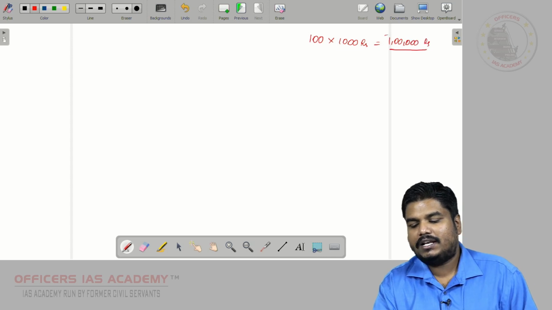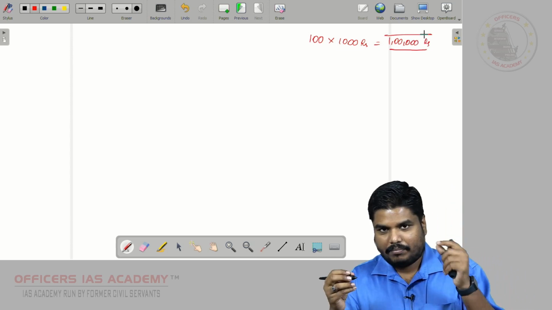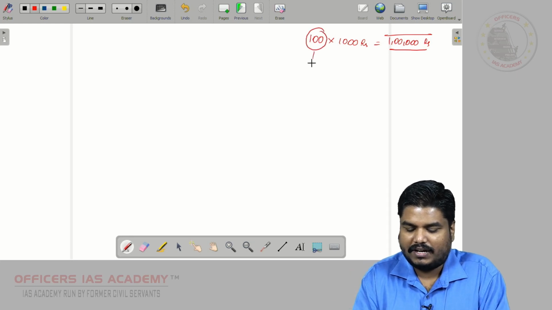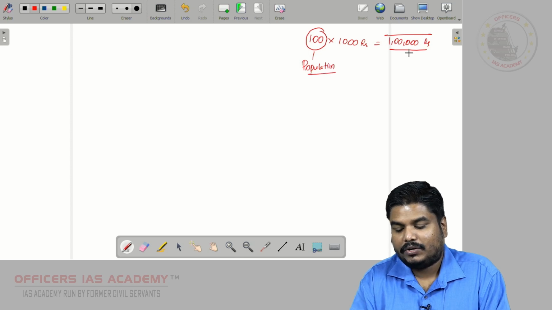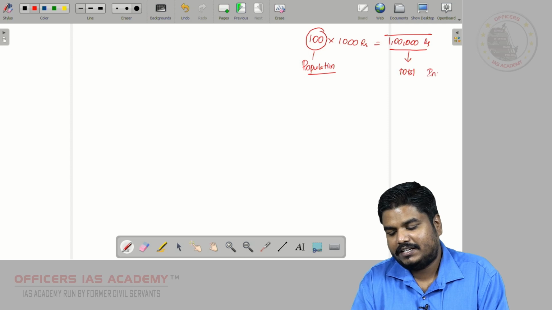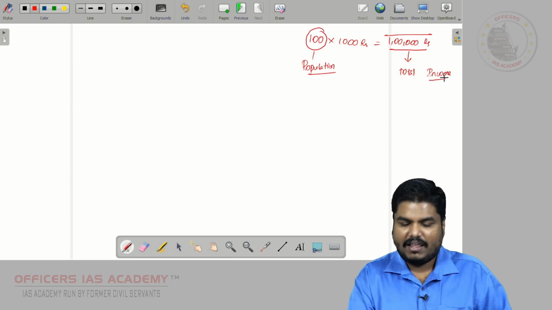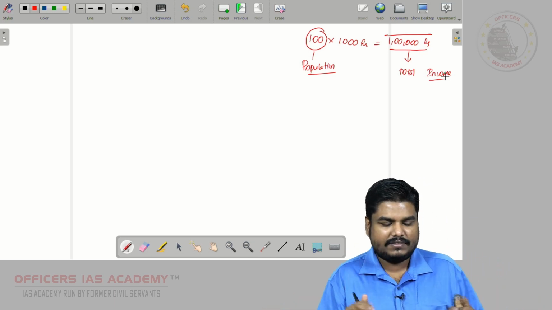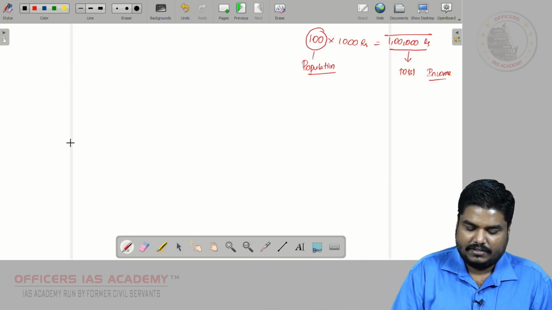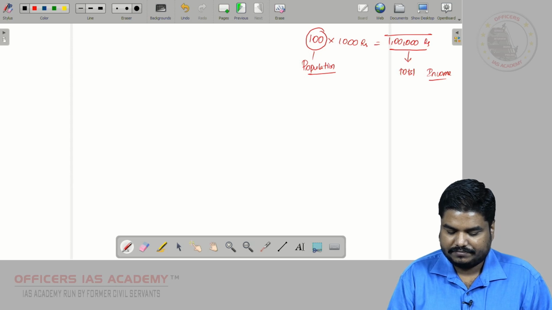The total population of the country is 100. The total income generated is 1 lakh rupees, and each one of them is earning 1000 rupees. Keep this in mind. So now we will go for a graph.